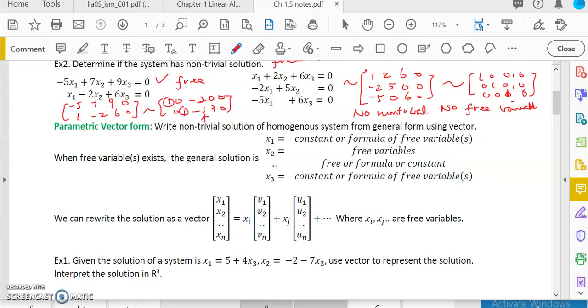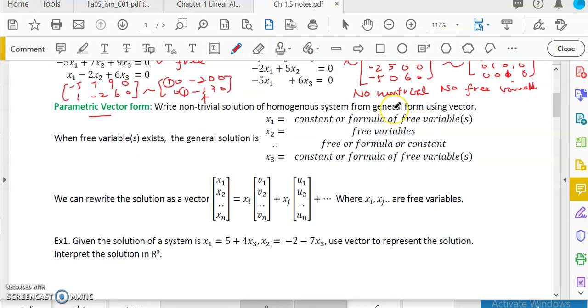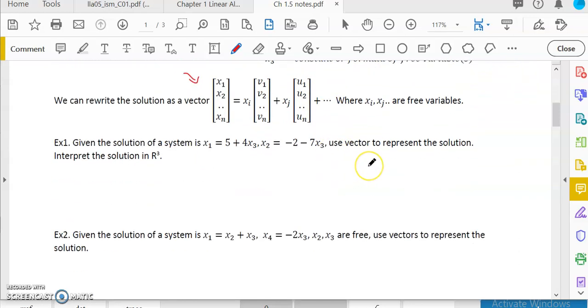So how do I write parametric vector form? In the past, our way of writing it would be like x1 equal to what, x2 equal to what, x3 equal to what, all the way. And if it's free, we would say free. If there is a constant, we add something. But this is called a vector form. The vector form basically says if there is a free variable, we pull it out and write the coefficient as a vector. And if there is a constant vector, we write a constant vector also. So I'm going to illustrate this with an example.